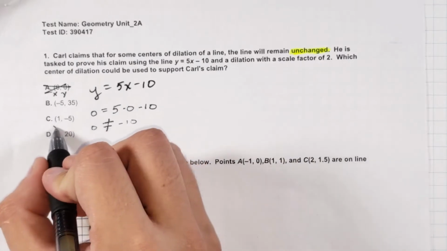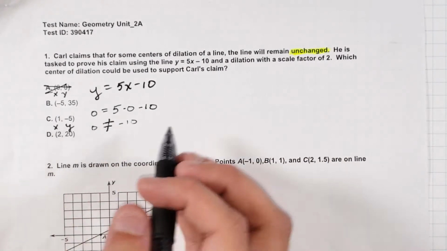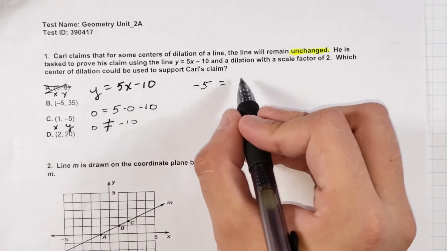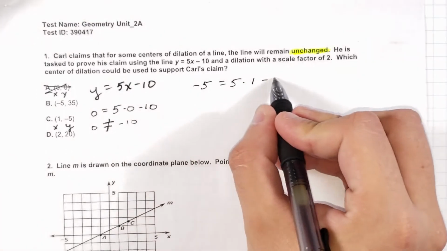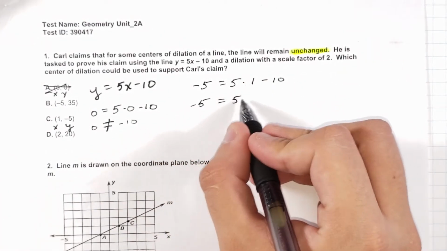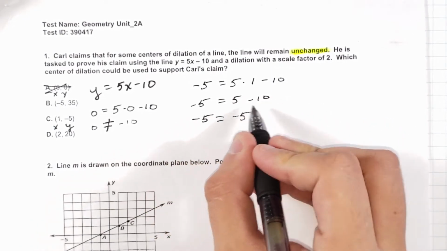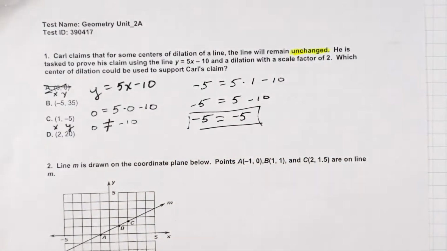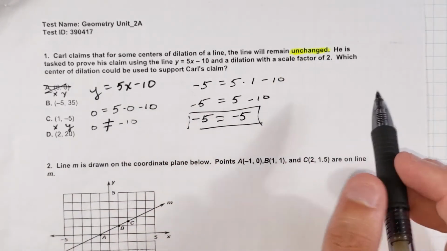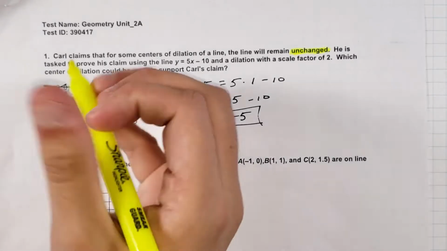So I'm going to plug in 1 for x and negative 5 for y. So I get negative 5 equals 5 times 1 minus 10. 5 times 1 is 5, minus 10, so I get negative 5 equals negative 5, and that is a true statement. So we select that one. It's not saying select all that apply, so we know we only have one answer, and that answer choice in this case is going to be letter C.